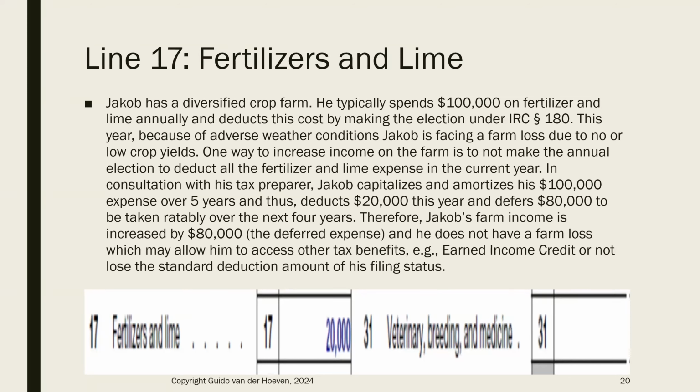And because he doesn't have a farm loss, he may be able to have access to other income tax benefits, such as the earned income tax credit, if they've got some children that qualify, or he might not lose the standard deduction amount because of his filing status because of the loss.